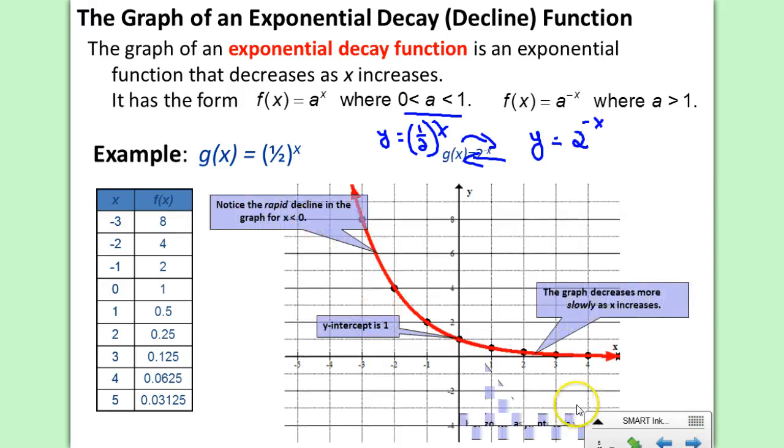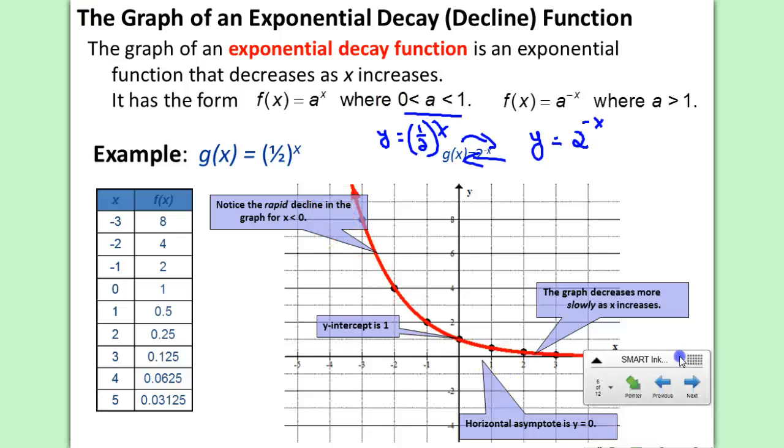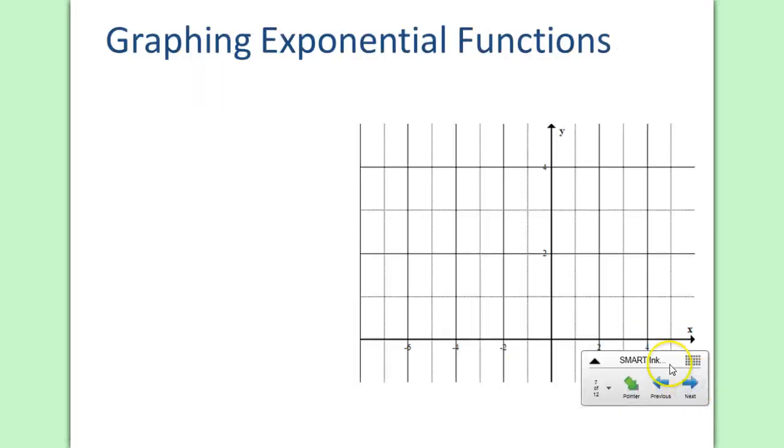All right. Well, as we can see, this is declining by 1/2 every time. And some of the characteristics are the same: it still has a y-intercept of 1, still has an asymptote. It decreases slowly there and decreases steeper here, and that asymptote is y equals 0, okay?